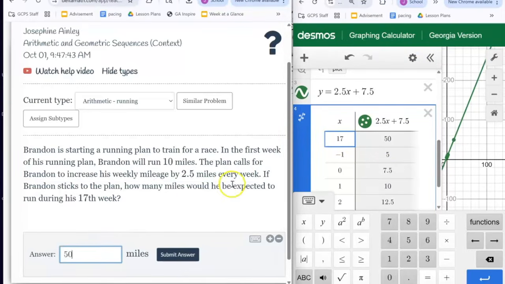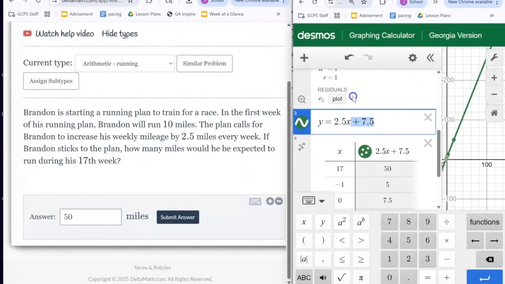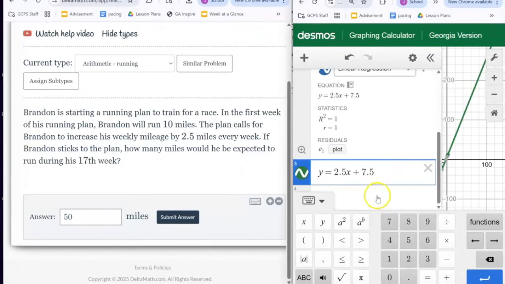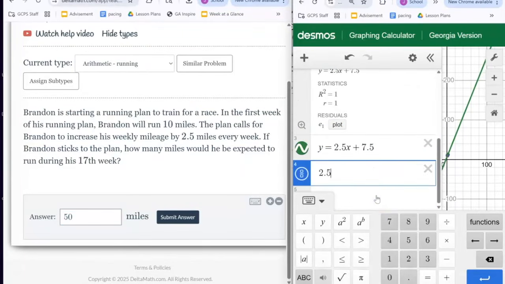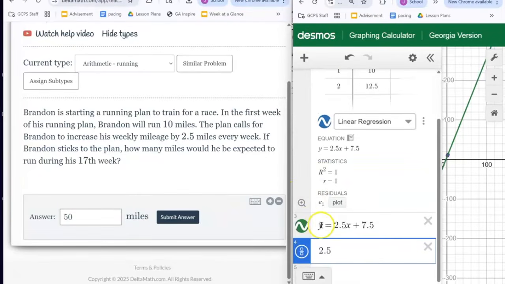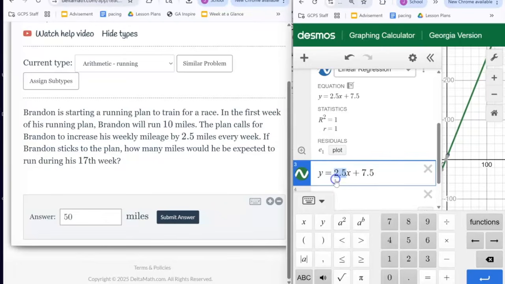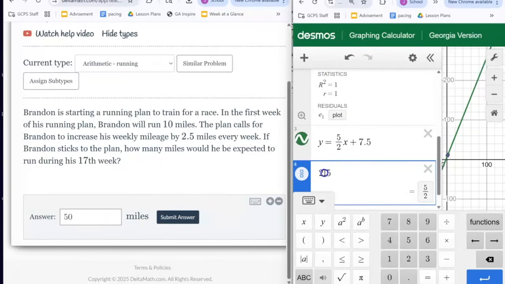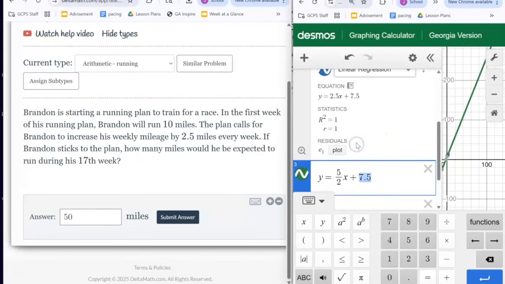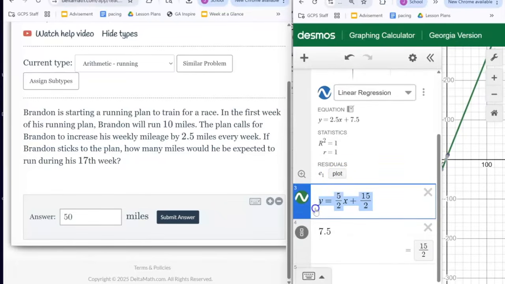50. If this question said write the function, I would write this, but I would go and make sure that I make 2.5 into a what? A fraction. So I'd hit 2.5, make it a fraction, and then come here and write 5 over 2. And then go to repeat the same process for 7.5. So 7.5, make that a fraction, 15 over 2. Okay. So if it asks me for a function, that will be my function.